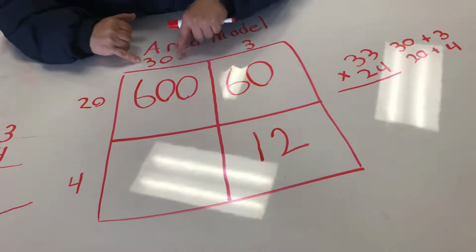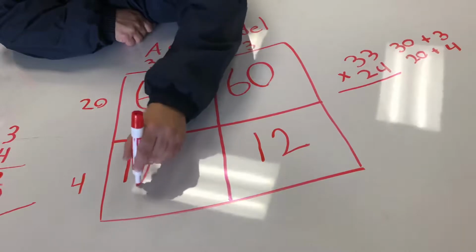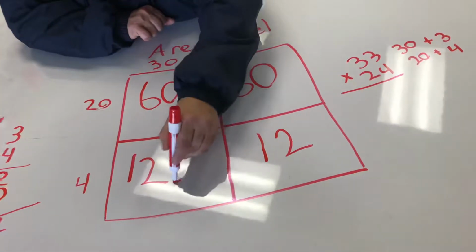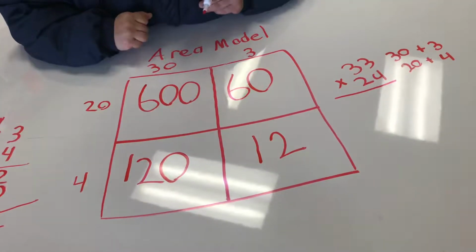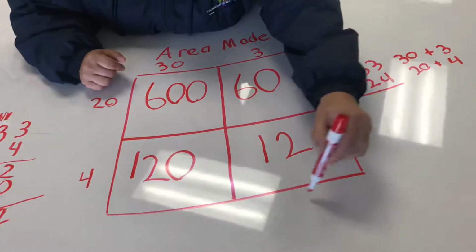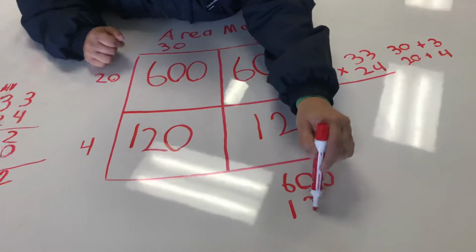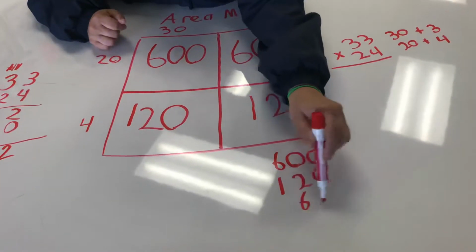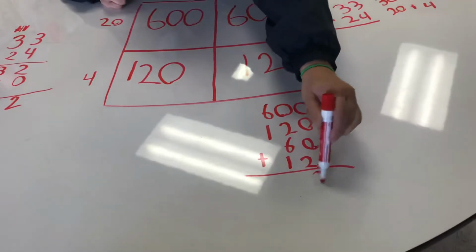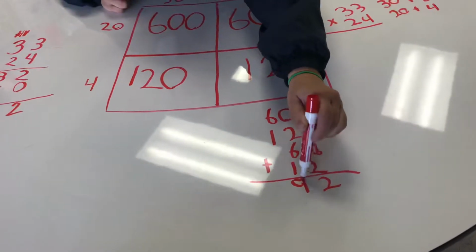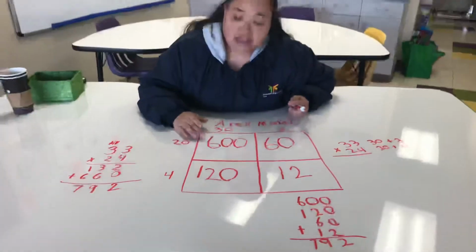And then in the last box, 30 times 4. So 3 times 4 is 12. And then again, 1 zero, by the power of 10, we put the 120 there. Then we add these numbers up. Some of your kids are gonna have to write it down, and that's okay. We all learn different ways. So 600 plus 120 plus 60 plus 12. And if they add that up, they should get 792.